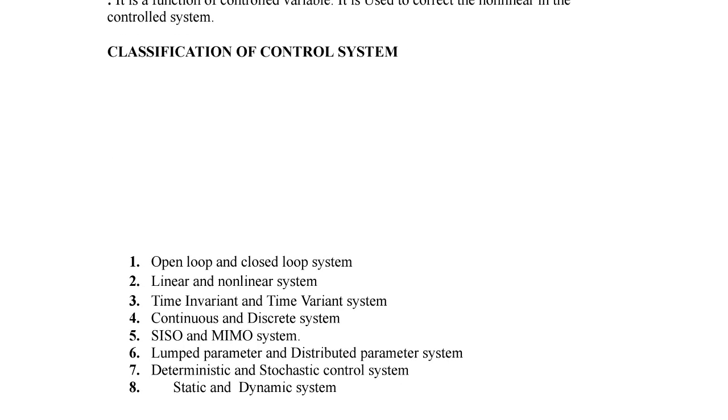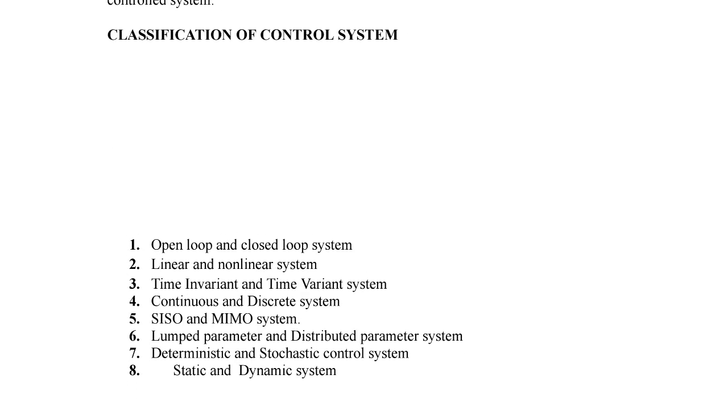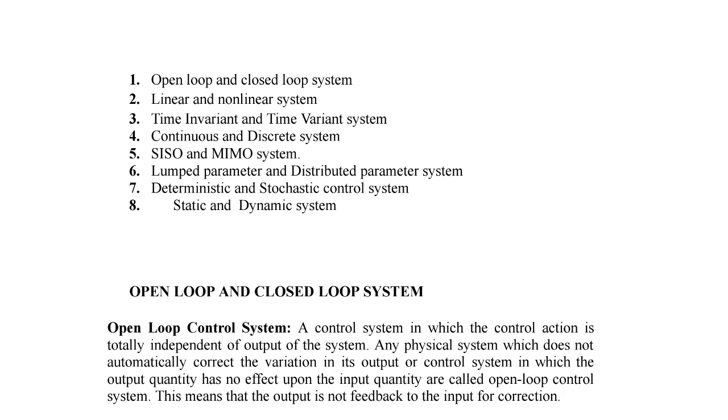The next thing we are going to discuss is the classification of control systems. We have different types of control systems available. The first is open loop and closed loop system. The second is linear and nonlinear system. The third is time invariant and time variant system. The fourth is continuous and discrete system. The next is single input single output system and multi-input multi-output system. Further, we are going to discuss lumped, distributed, deterministic, stochastic, and static and dynamic systems.